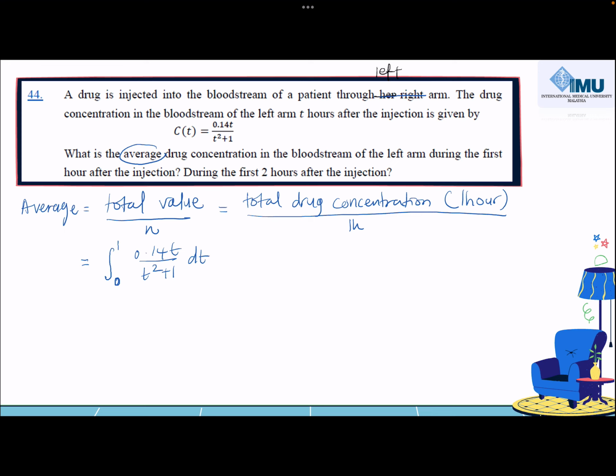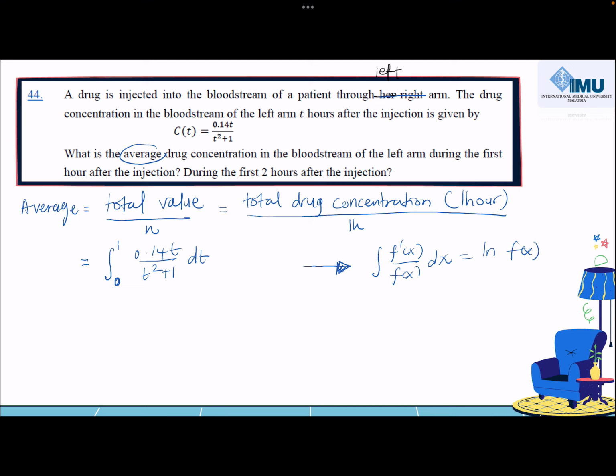Now, how to integrate 0.14t divided by t squared plus 1? Should we use direct, substitution, or recognition? Correct, we can either use recognition or substitution. Now, if we use recognition, which is the fastest one, which formula should we use? Yes, when you have a pattern of f'(x) over f(x), you integrate this, you always get ln f(x).